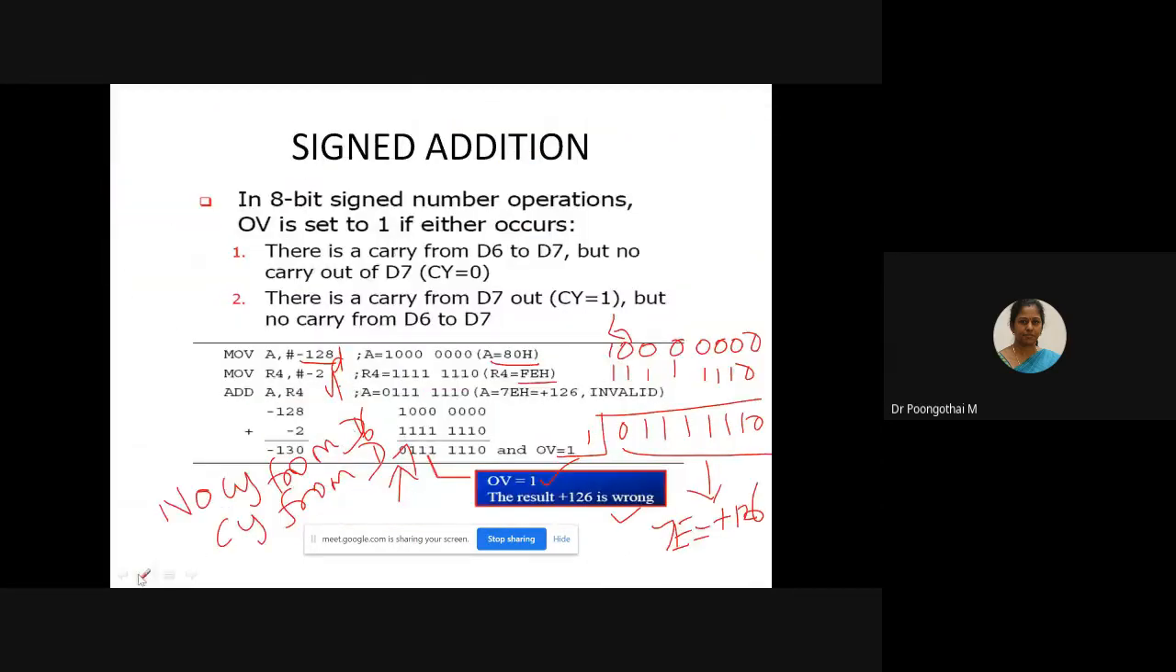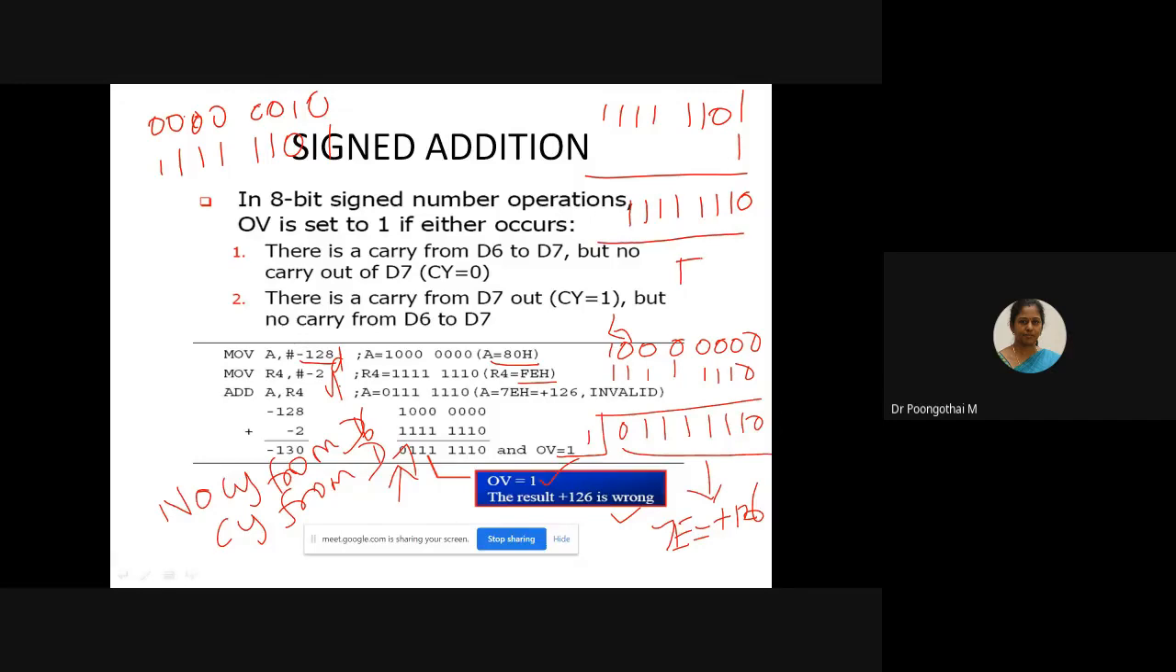So how do we write minus 2? What is the binary representation for 2? 0 0 0 0 0 0 1 0. Invert each bit: 1 1 1 1 1 1 0 1. Add 1: 1 1 1 1 1 1 1 0. So what is the answer? FE. So this is the hexadecimal representation for the negative number minus 2.